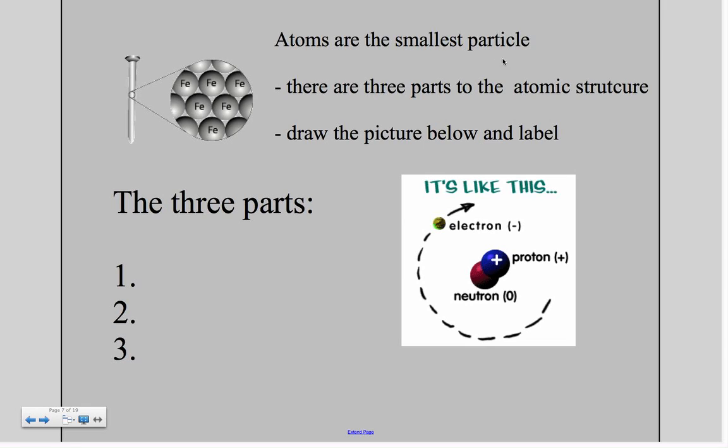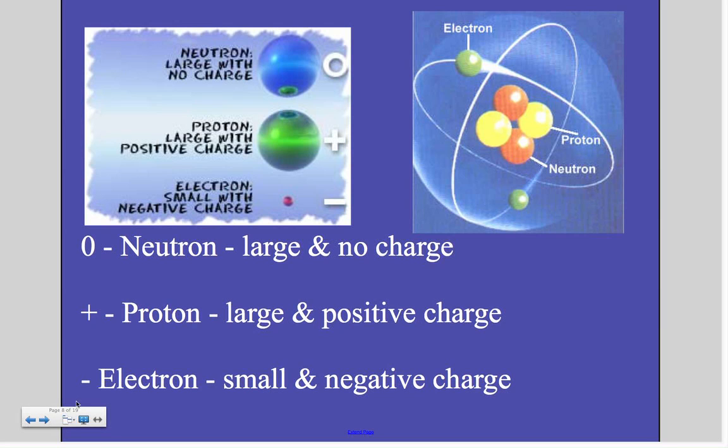But looking at the atoms, so we have a nail here and then a blowout of the iron atoms that make up the parts of the nail. So an atom is the smallest particle, and there are 3 basic parts to the atomic structure. So you're going to draw this piece here, this is a really simple hydrogen atom for you to look at. And then the 3 parts are the electron, the proton, and the neutron. So let's dive into those 3 pieces a little deeper.